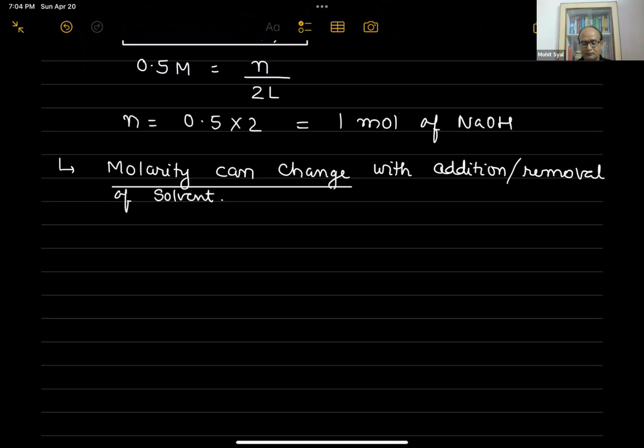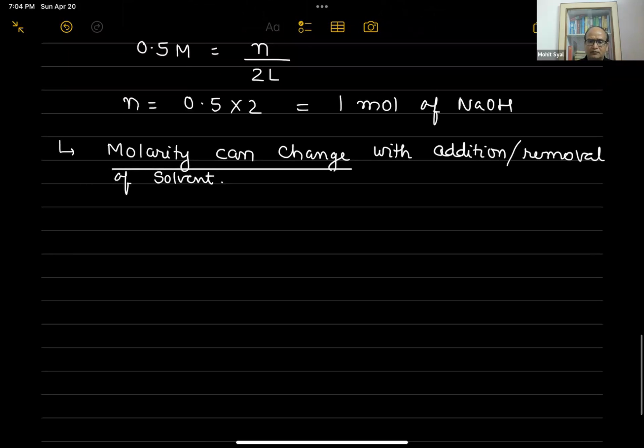Next is how to find out the change in molarity when you add water or when you remove water. What is the formula? Can you tell me, Marwa and Ayesha? What formula do we have to use if you add water or if you remove water? How the molarity is going to change?